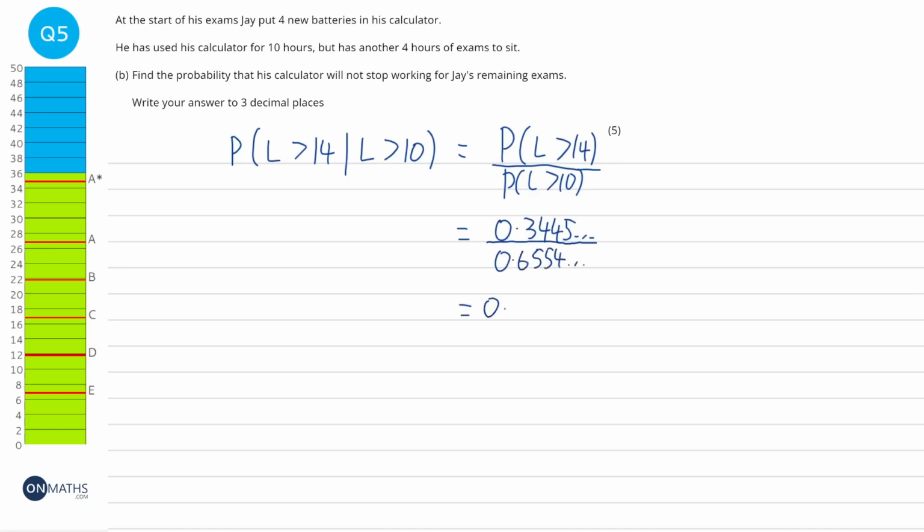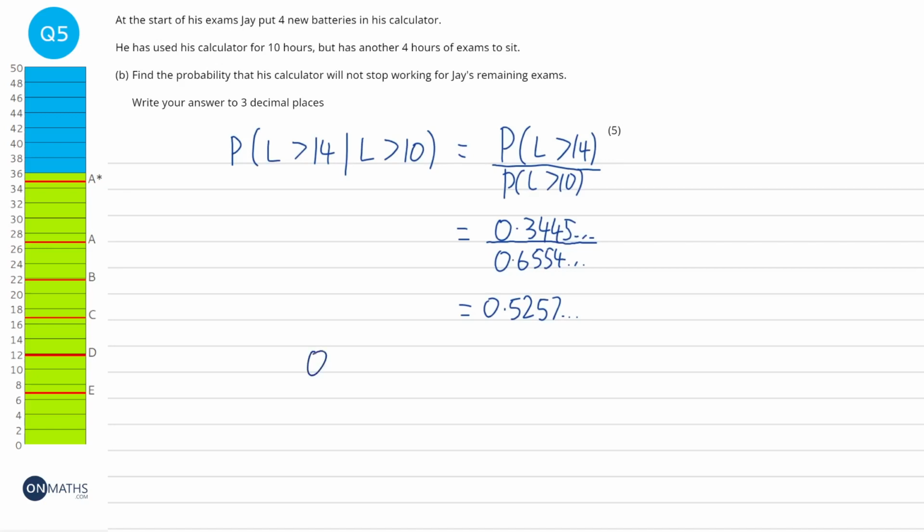And that should give us 0.5257. But that was only for one battery. We're going to work out the probability for one battery and one battery and one battery and one battery, so 4 in total, and we're going to multiply them together for that.